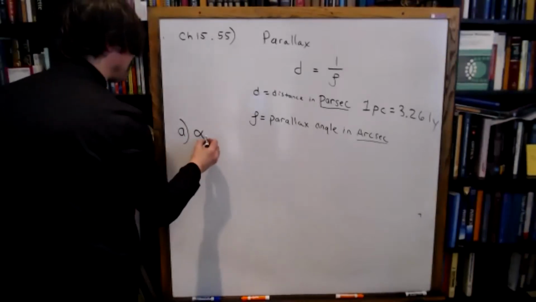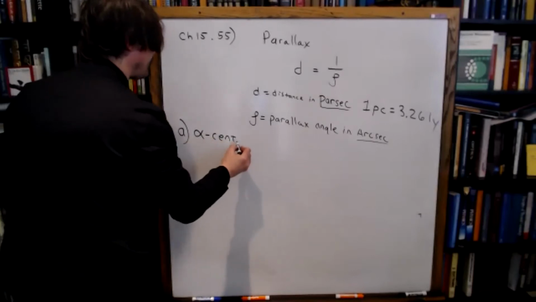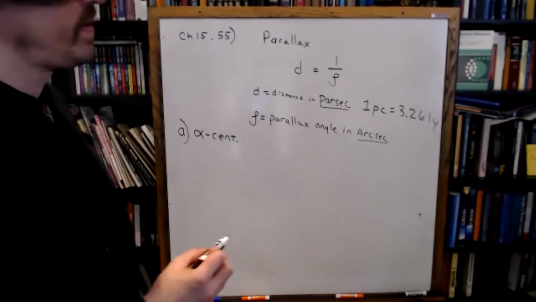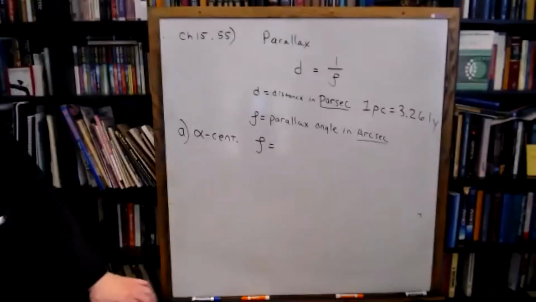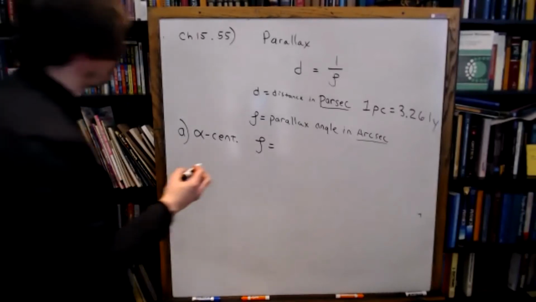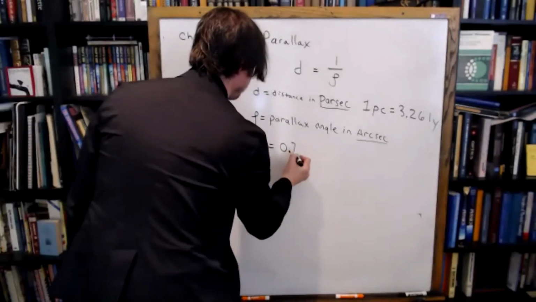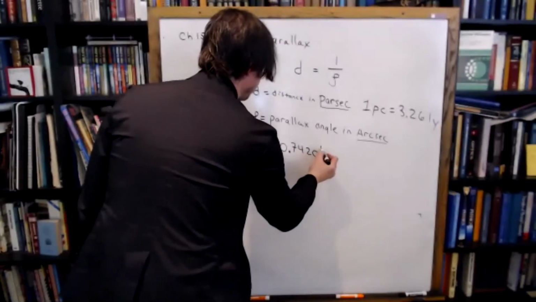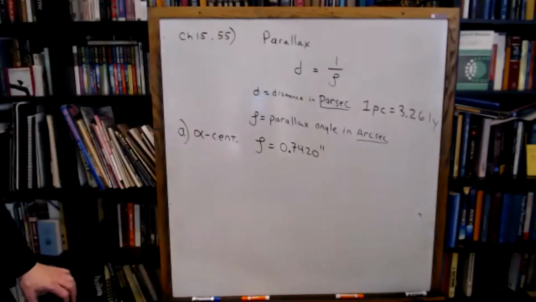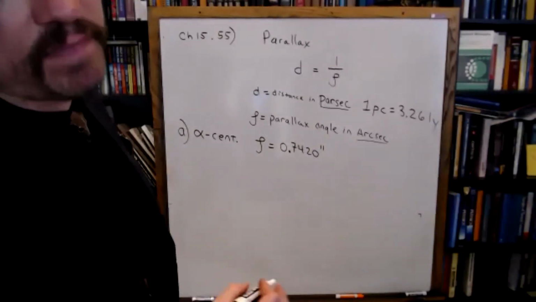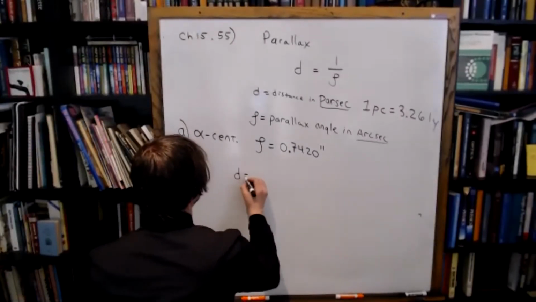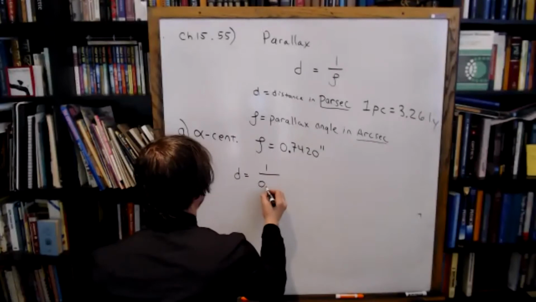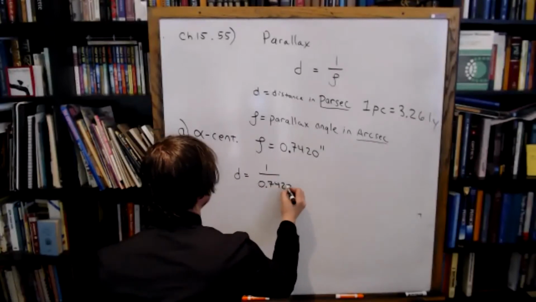Alpha Centauri is our first star. Alpha Centauri has a parallax angle of 0.7420 arc seconds. We need to find the distance in parsecs and light years. The distance is 1 divided by the parallax angle.